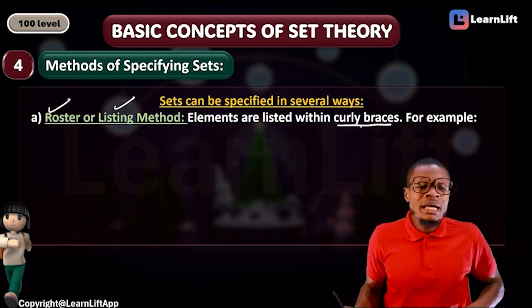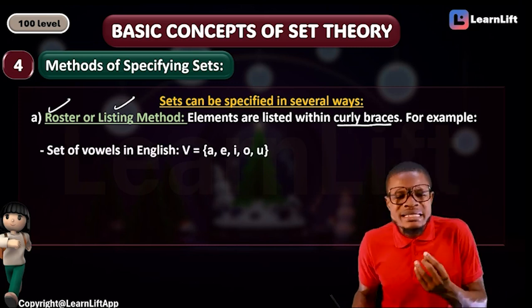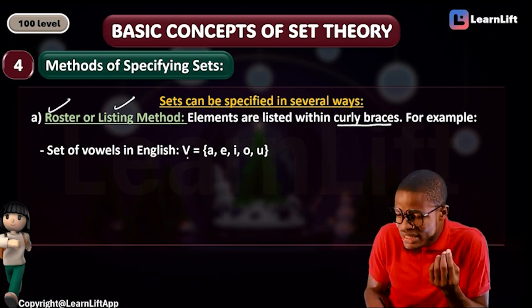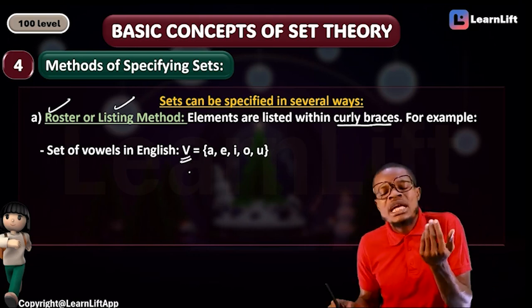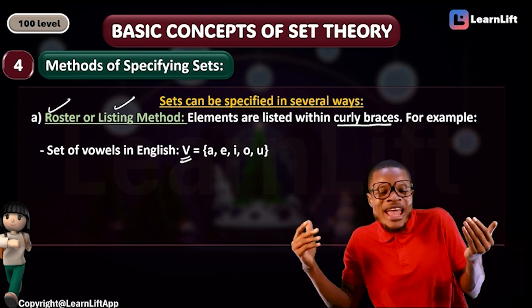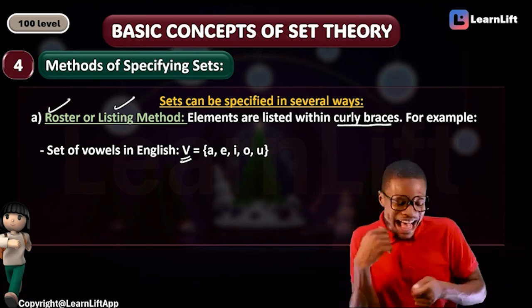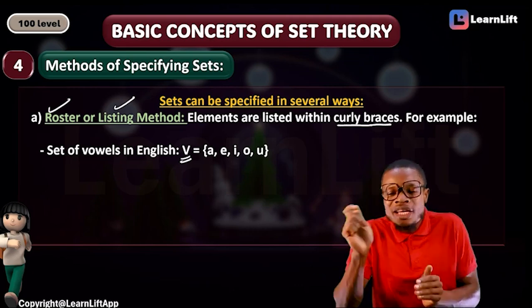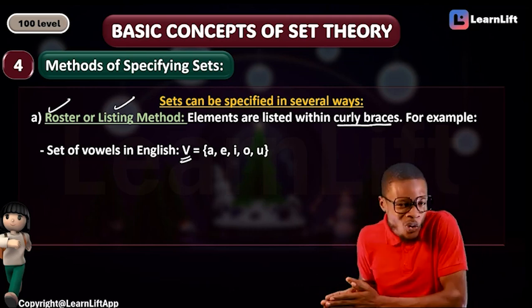For example, let's say we have something of this nature, the set of vowels in the English language. Now, what are the sets of vowels? Let's say the V there represents vowel. And what are the vowels? We have A, E, I, O, U. Now, the set of vowels in your English are A, E, I, O, U.